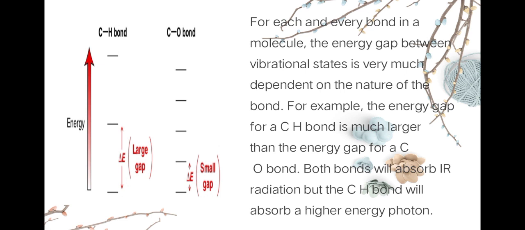The energy gap of CH bonds is higher than that of CO bonds, but both will still absorb IR radiation. However, of course, only the CH bond will absorb the higher energy photon.